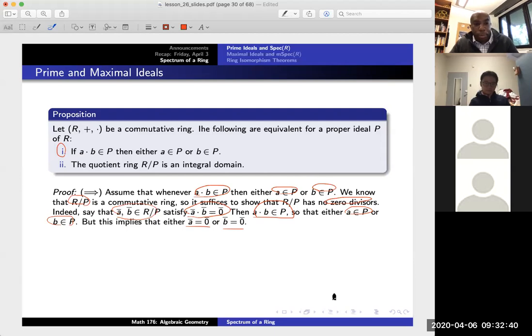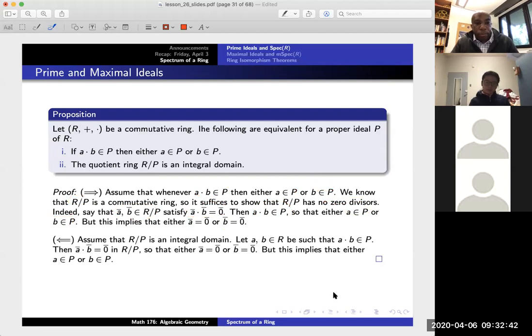All right, okay, let's move to the second direction. So now let's assume the second part, right? That the quotient here is an integral domain. So I need to prove the property I holds. So let's say maybe that the product here is in P. Well, then we can pass to the quotient ring. So this means that A bar times B bar is 0 bar in the quotient ring.